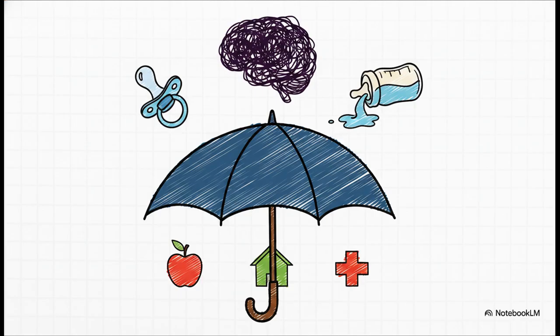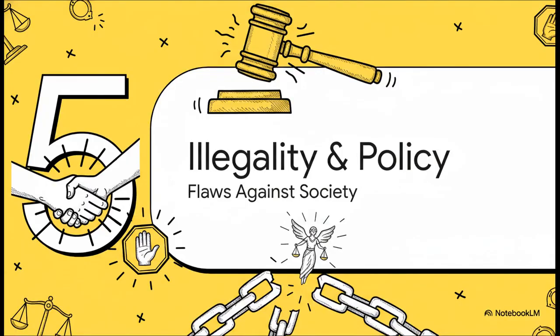Now, there is one big caveat you gotta remember. The law still makes them pay a reasonable value for necessaries. We're talking basic survival stuff like food, shelter, and medical care just to prevent unjust enrichment. But for anything outside of that, they can totally walk away. And that brings us to Section 5, Illegality and Public Policy, Flaws Against Society.